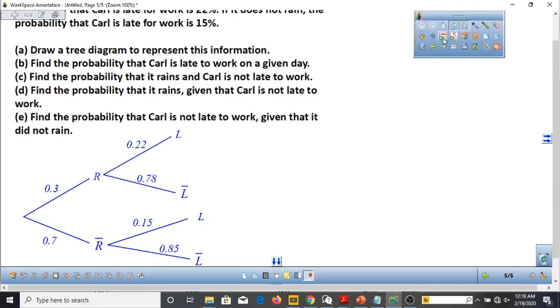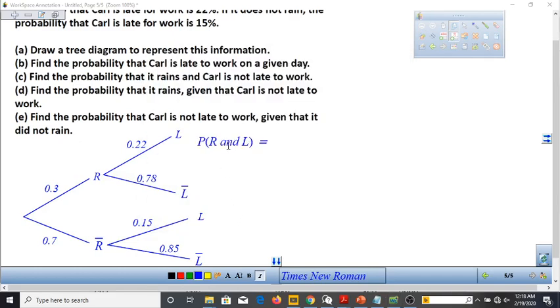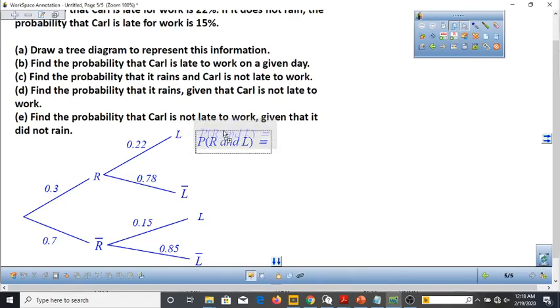So I'm going to rewrite those now and say, okay, for this first case, this is the probability that it rains and Carl is late. We're going to see what that works out to be. So we have that example there. That's the first one. This one we'll put right here.